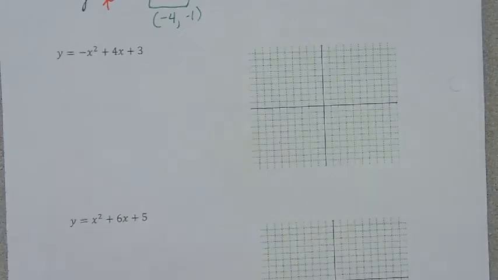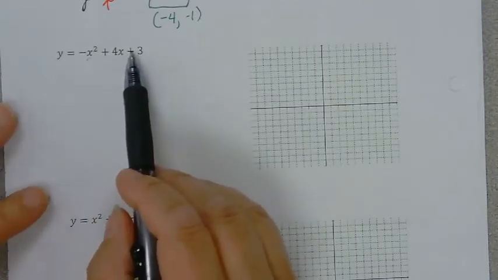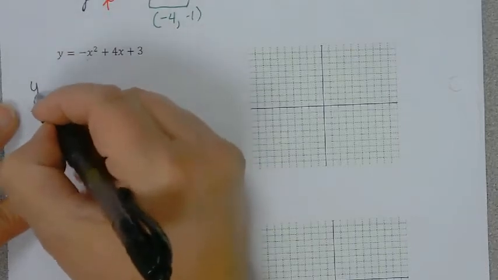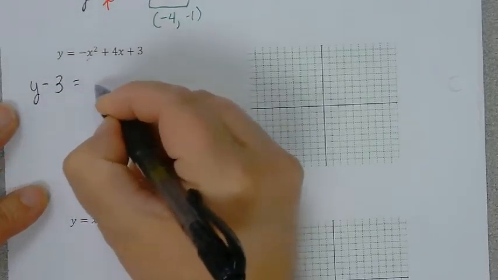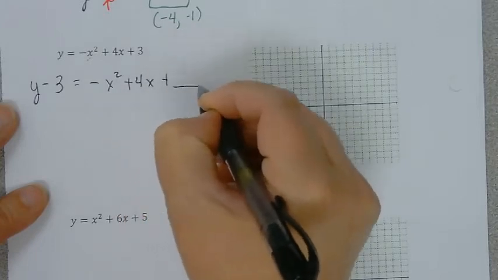Let's do a couple more examples here. So I want to try to write this problem that's in standard form into vertex form. So I'm going to start by moving the 3 to the other side. So I get y minus 3 equals negative x squared plus 4x plus something.